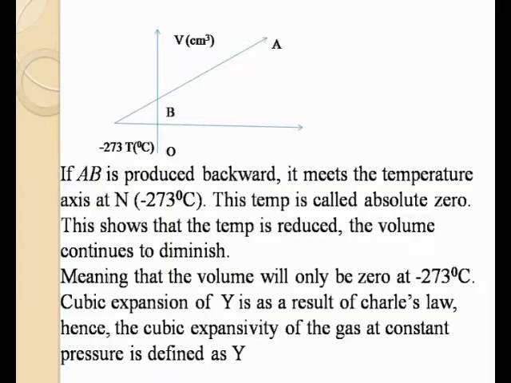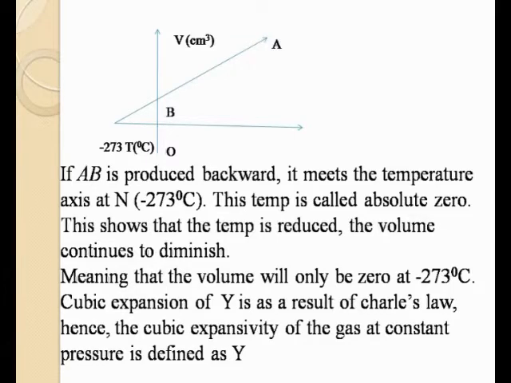If you look at the explanation there, the temperature is called the absolute zero. This shows that temperature is reduced and the volume continues to what? Diminish. Are you seeing it? The temperature is reduced and the volume continues to diminish. Meaning that the volume will only be zero at what? Minus 273 degrees Celsius.